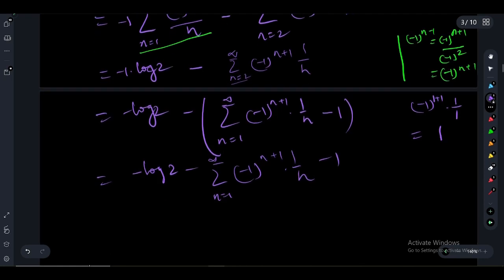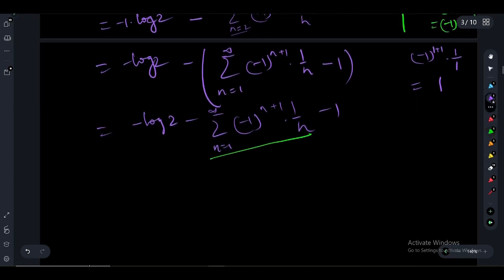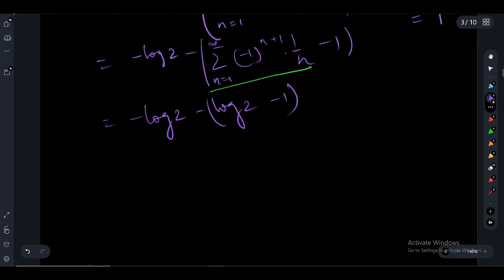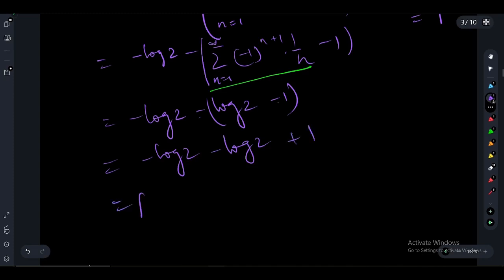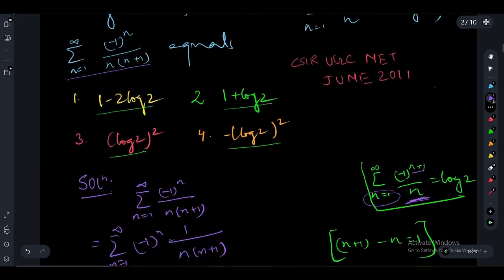I know that the value of this expression is log 2, so we can write it as minus log 2 minus log 2 minus 1. So this is minus log 2, and if we multiply by minus log 2, then we have log 2, and minus 1 into minus 1, minus minus plus 1, so we have 1 minus 2 log 2. So you can see that option 1 is correct.